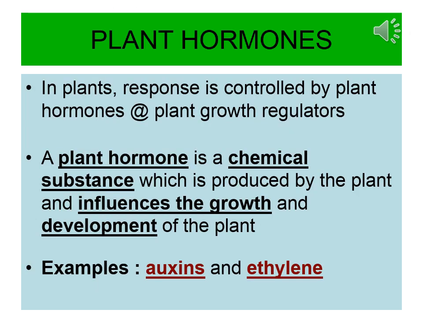Okay, in plant, response is controlled by plant hormone or plant growth regulator. What is plant hormone? A plant hormone is a chemical substance which is produced by the plant and influences the growth and development of plant. Example of plant hormone is auxin and ethylene.